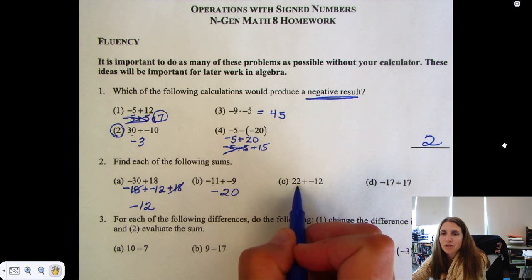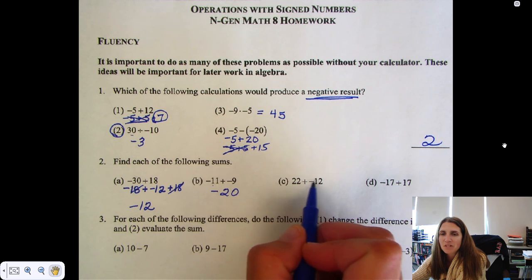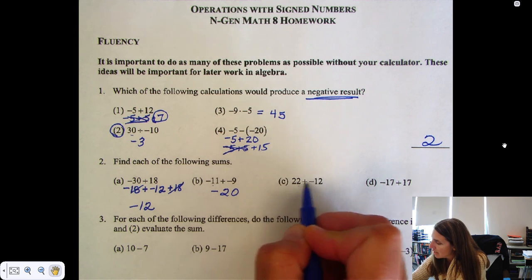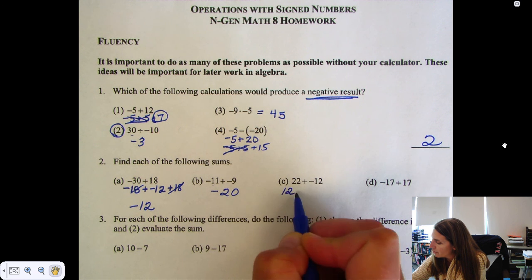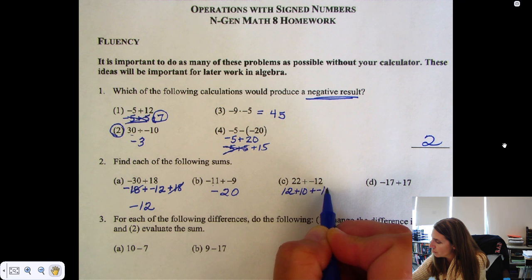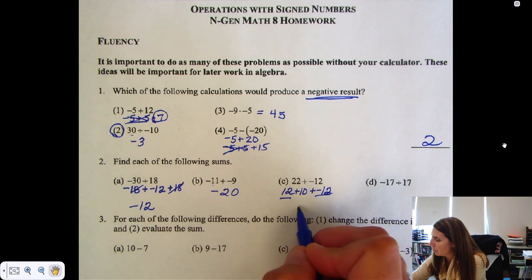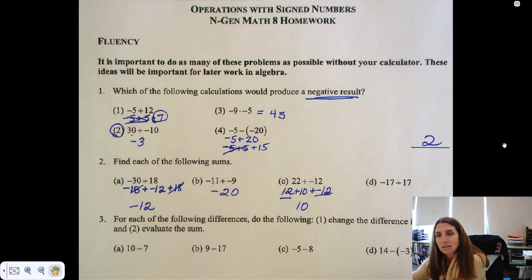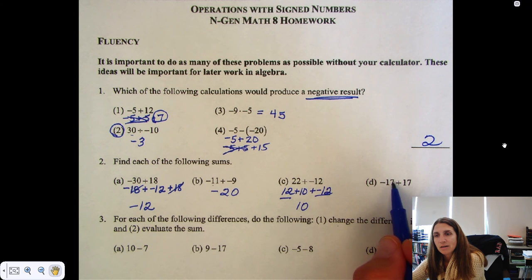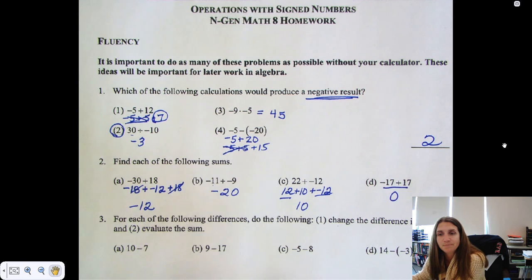Next one, we have 22 plus -12, different signs. So we've got to form some opposites here. Let's see, I want to pull 12 out of the positive 22. So 12 plus 10 plus -12. This 12 and -12 will cancel, and we'll end up with positive 10. And then another addition with opposites, we have -17 plus 17, both opposites. Therefore, my answer is 0.